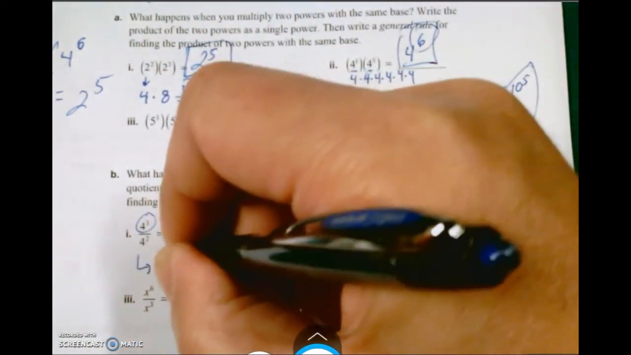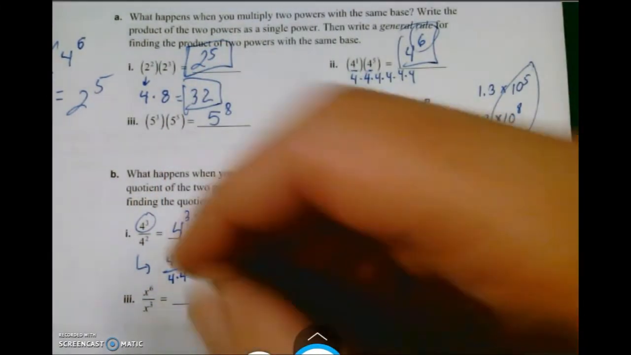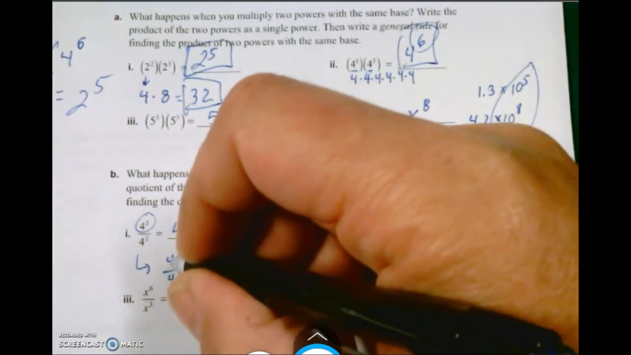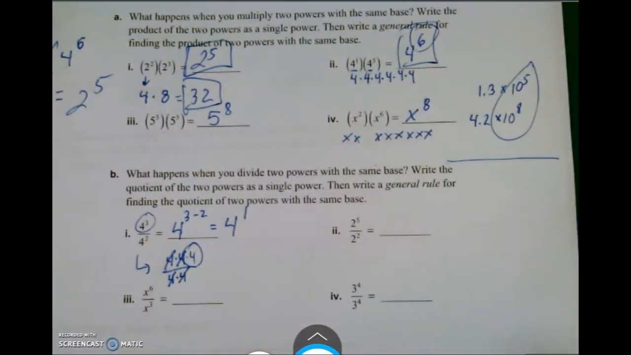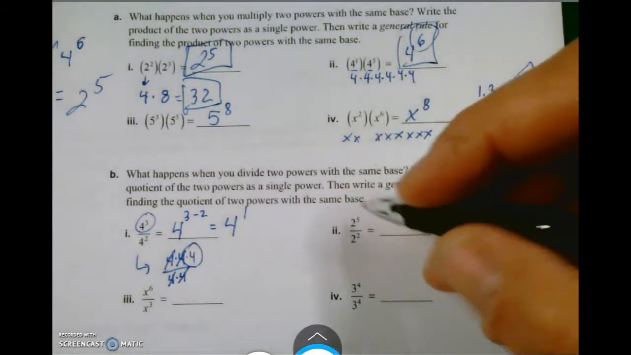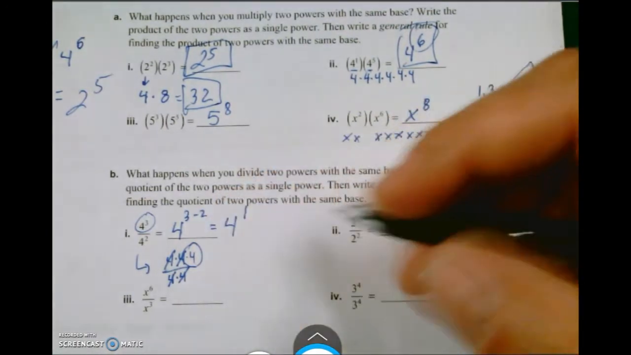4 to the 3rd is really 4 times 4 times 4. 4 to the 2 is 4 times 4, and that's it. And what happens is every time we have 4 over 4, 4 divided by 4 is just 1. So those cancel out. And all you have left is a 4, so that's 4 to the 1.